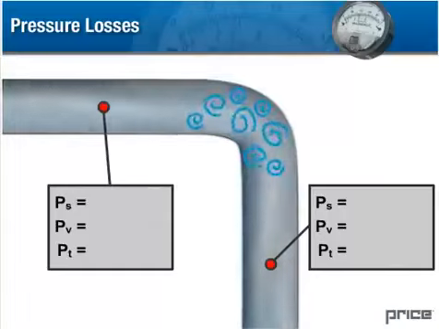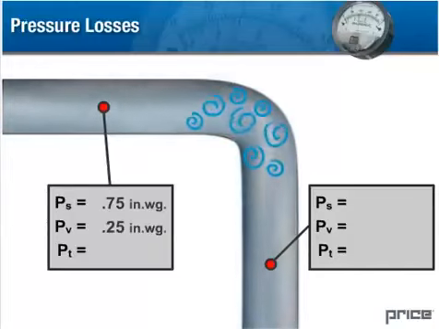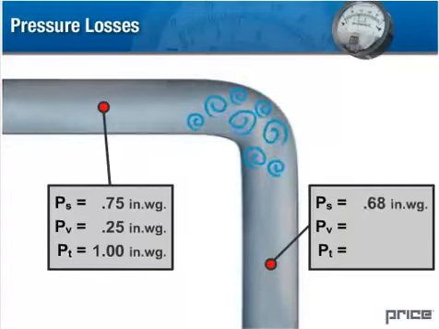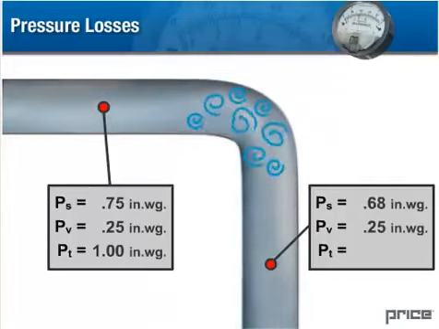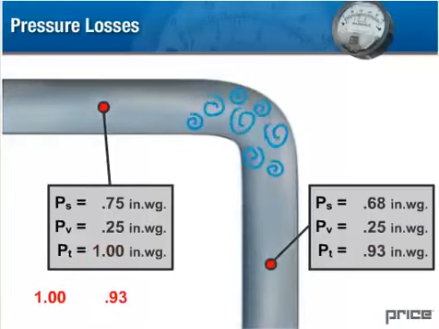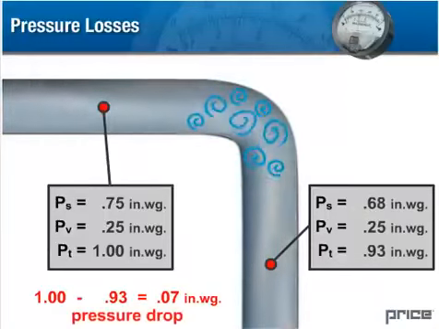If we take measurements, we see that the upstream static pressure is 0.75 inches of water and the velocity pressure is 0.25 inches of water for a total pressure of 1 inch of water. On the downstream side of the transition, we measure the static pressure at 0.68 inches of water, the velocity pressure at 0.25 inches of water for a total pressure of 0.93 inches of water. If we compare the total pressure upstream and downstream of the transition, we see that the total pressure loss in this case is 0.07 inches of water. We call this a pressure drop.